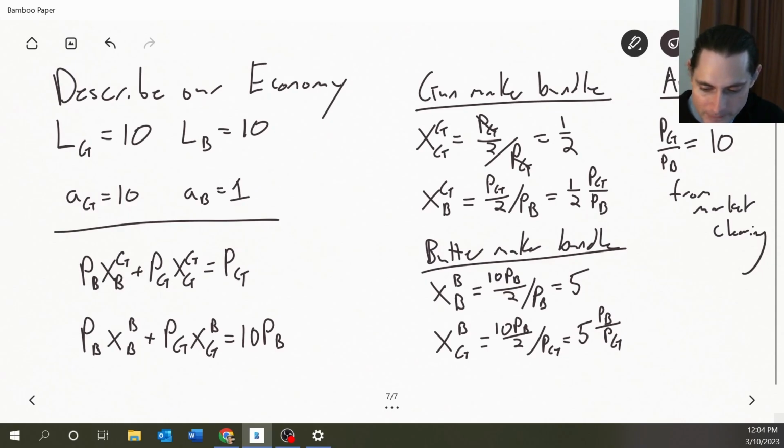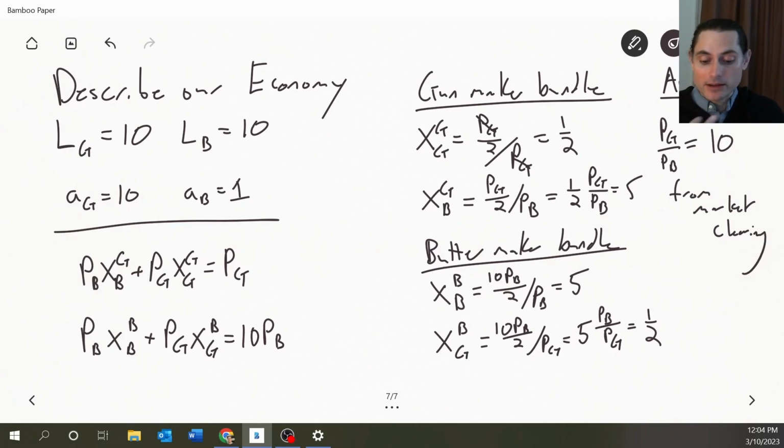Terrible handwriting there. So that means that this has to equal 5, and this has to equal 1/2. All right? So we can see that they actually have a symmetric consumption. The gun maker and the butter maker actually consume exactly the same bundle in autarky.